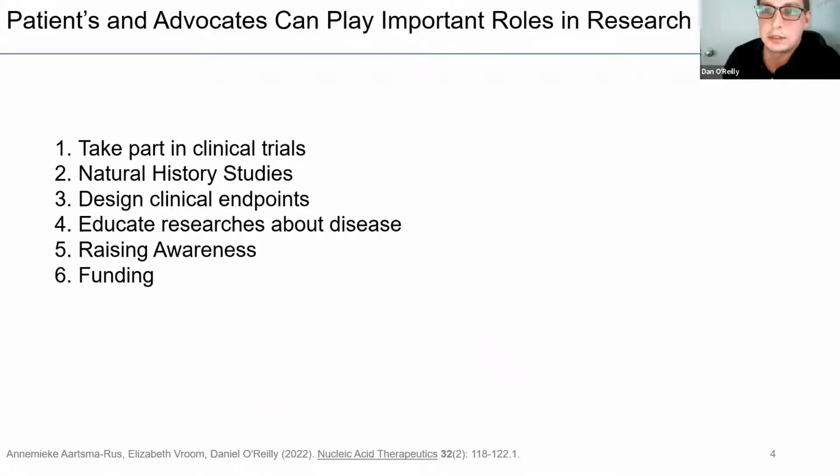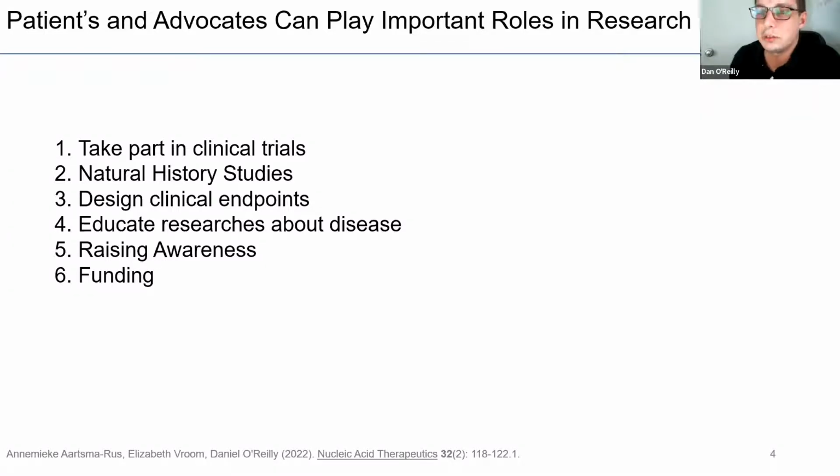Advocates and patients can take part in clinical trials and natural history studies. They can help design clinical endpoints, which is very important for studies, because they can tell you exactly which part of the disease matters most to them, what affects them on a day-to-day basis, which might be very different from what you read in the text. That can help you design your clinical studies better. They can also educate researchers about the disease.